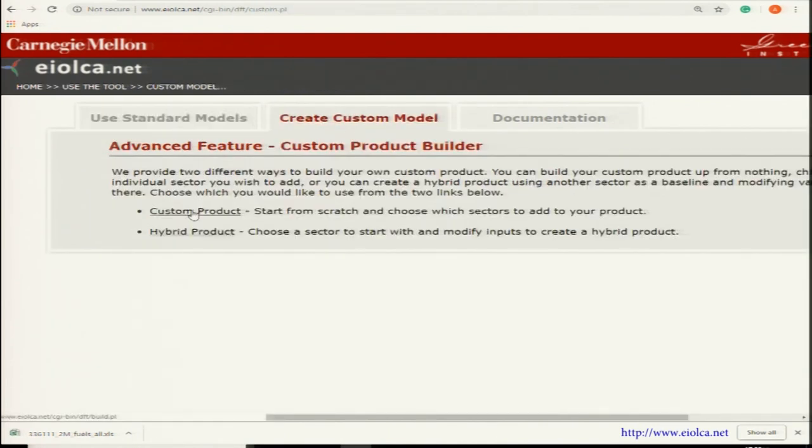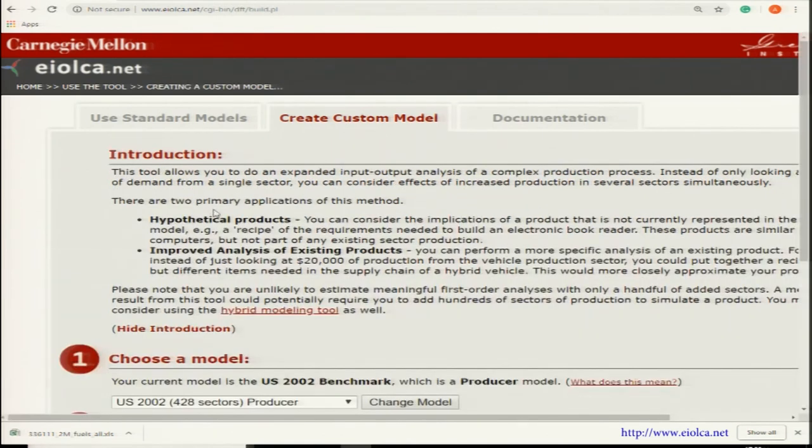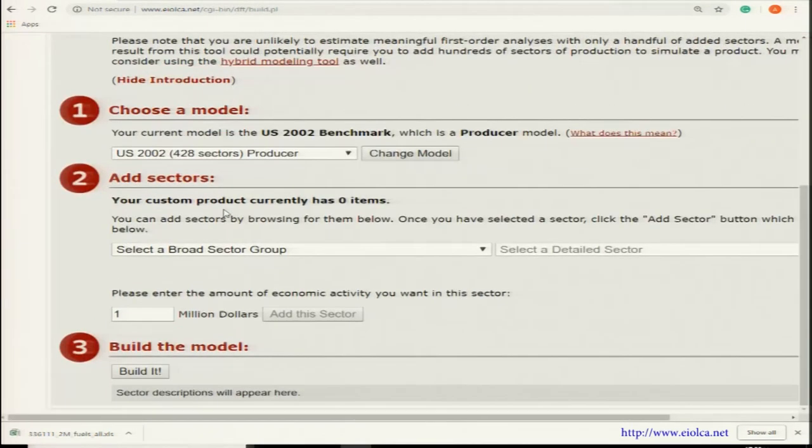In the custom model, this starts from scratch, we choose the sectors, we keep adding the sectors and we can work on them. In the hybrid model, we choose a sector to start with and we modify the inputs to create a hybrid model. So let us start from the custom model or custom product. For a custom product, there are three choices here. They said okay, use a model.